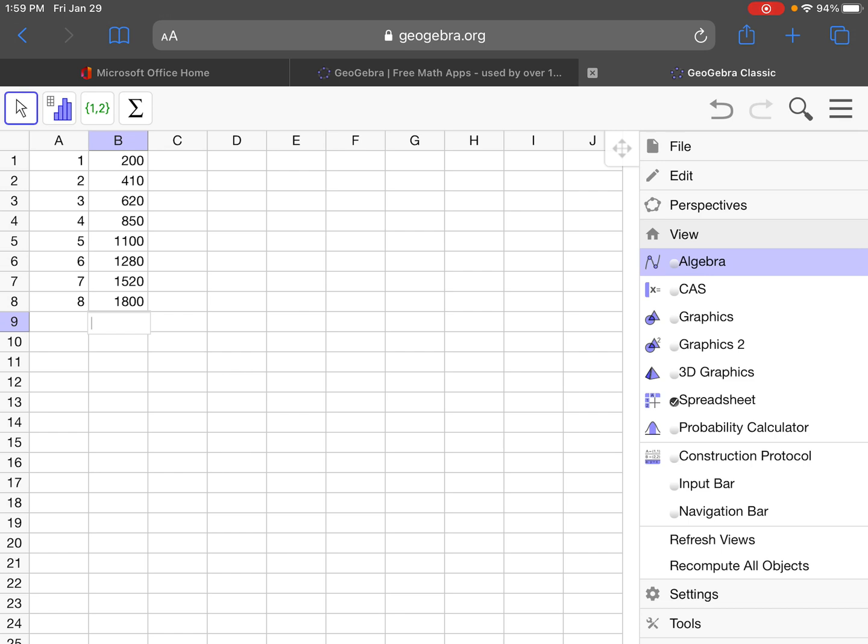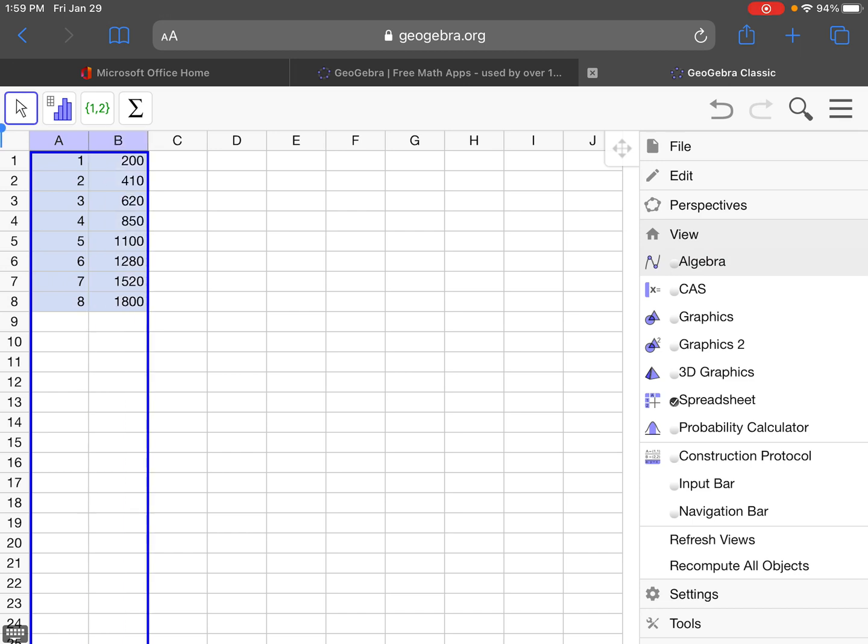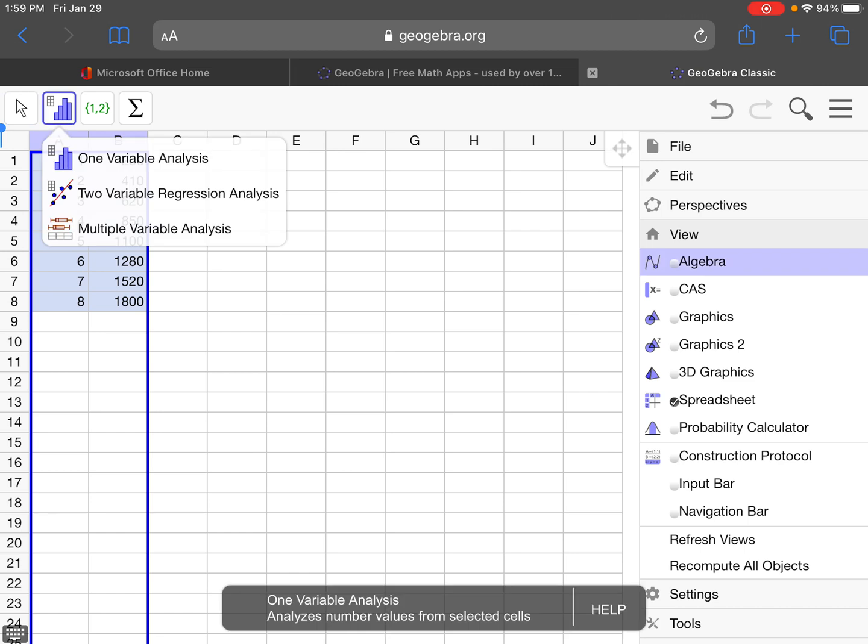Okay, from here I have already inputted some data into the spreadsheet. And what I'm going to do now is click on A and B, so I'm highlighting both of them. And then I click on that little histogram right there. And it says two variable regression analysis. That's what I'm going for.